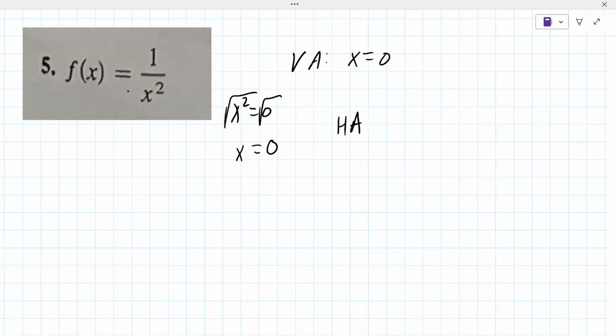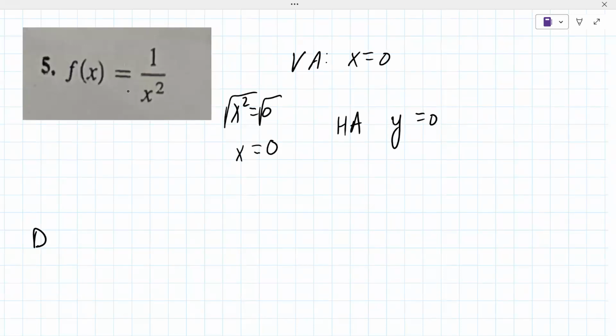Now for the horizontal asymptote, what is the degree of the numerator? What's the degree of the denominator? For the horizontal asymptote, that's going to be y equals 0. Yeah.